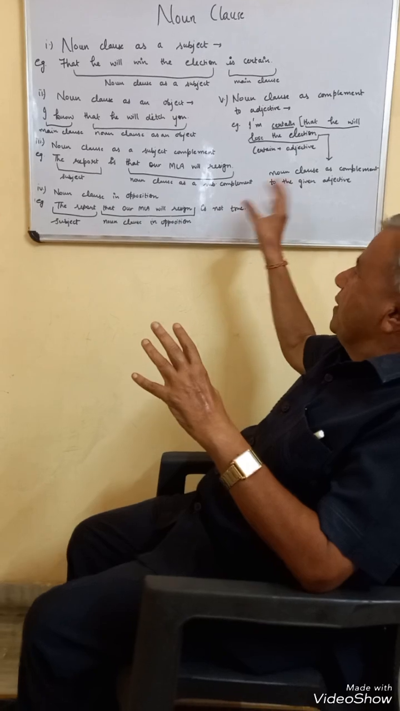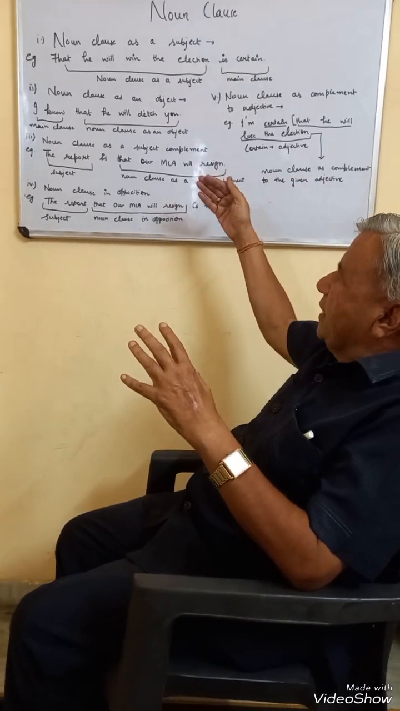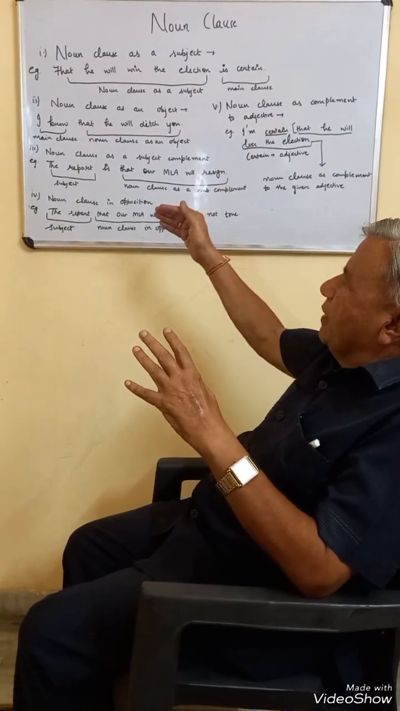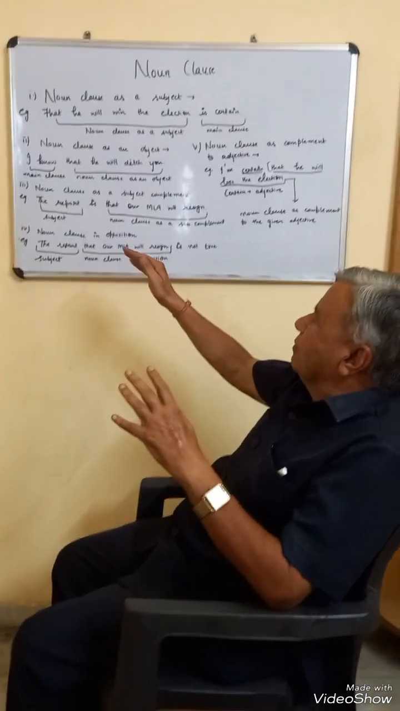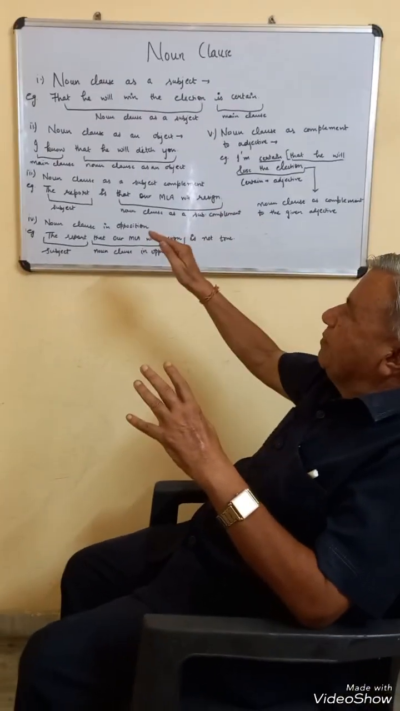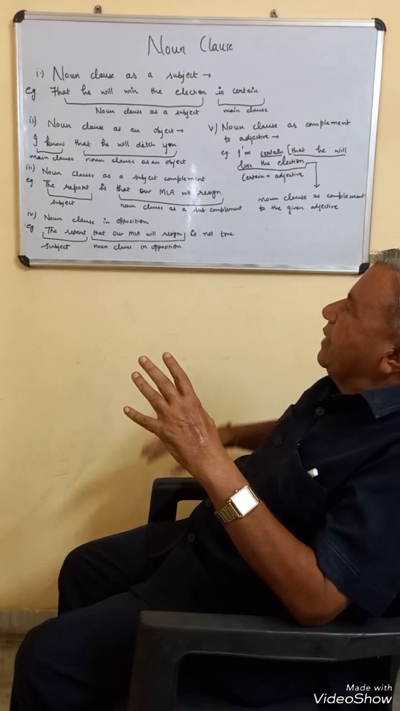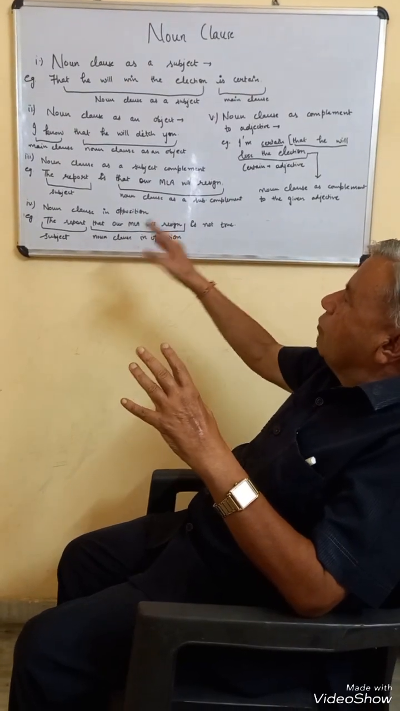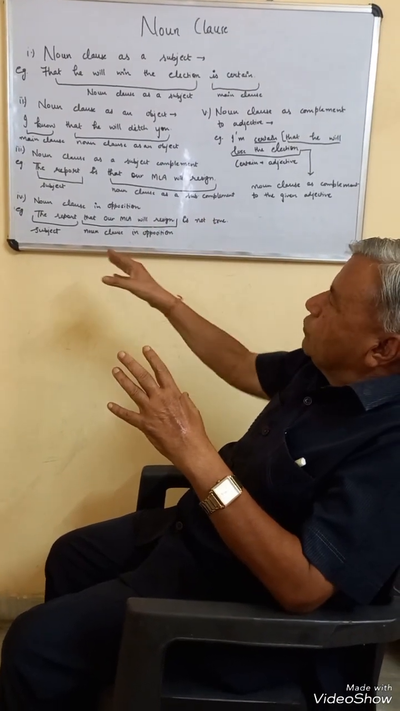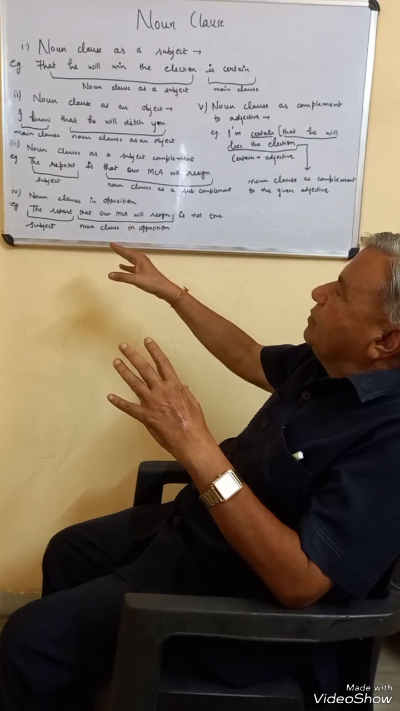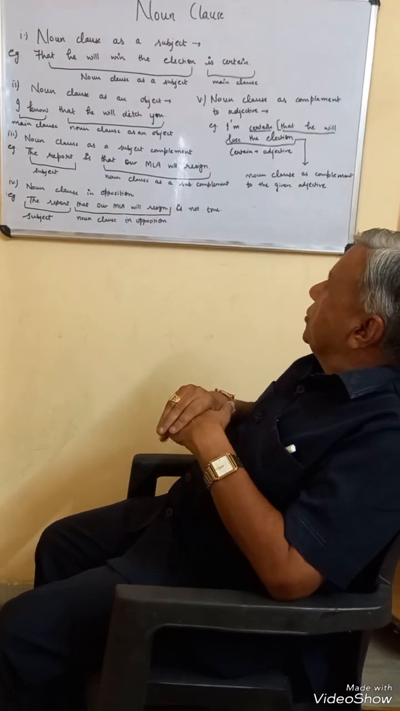Then the verb is used. In the previous sentence, first the linking verb is used, then the subject is explained, then it becomes a noun clause as a subject complement. When the noun is explained before using the verb, then it becomes a noun clause in apposition.